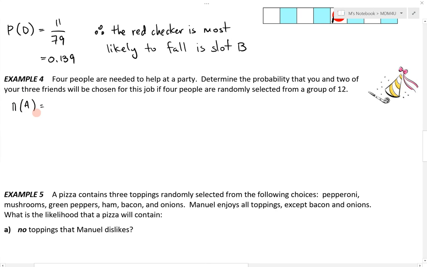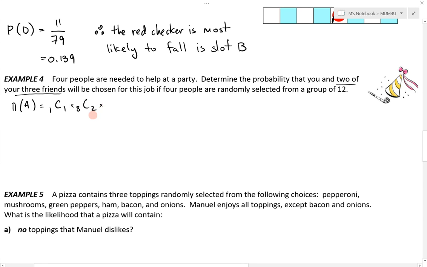So counting you, you'd have 1 choose 1. You're going to have 2 of your 3 friends, so it's going to be multiplied by 3 choose 2. And then you're going to have 1 other friend. Because it's 4 people helping you. So it's you, plus 3 more, plus 1 more.